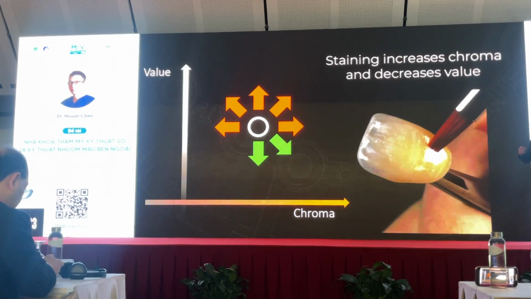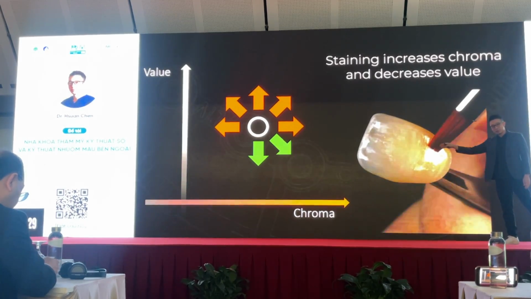And can you move the chroma down? Can you move the chroma that way? You cannot. When you stain something, you cannot make it less colorful. You can only make it more colorful. So that arrow is also gone.